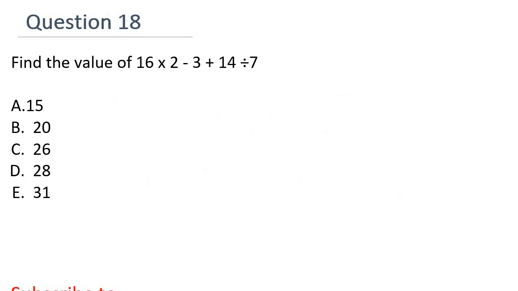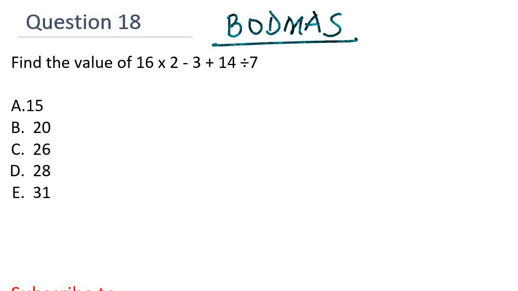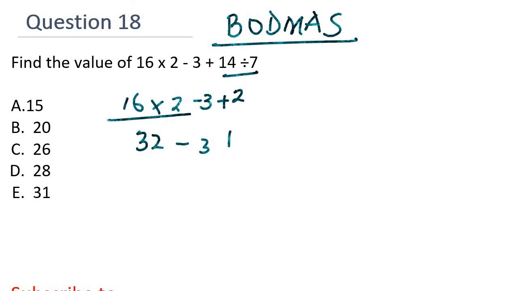Question 18. Find the value of 16 times 2 minus 3 plus 14 divided by 7. You must always use your board maths. Don't forget this. You must use your board maths. Always. So using board maths, you need to divide first. 14 divided by 7 is 2. Now bring down other values. Next, we need to multiply. 16 times 2 is 32. Bring down other values, minus 3 plus 2.